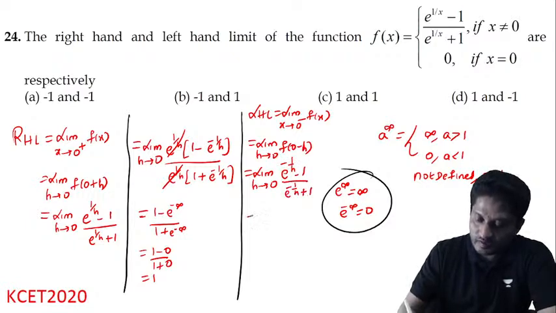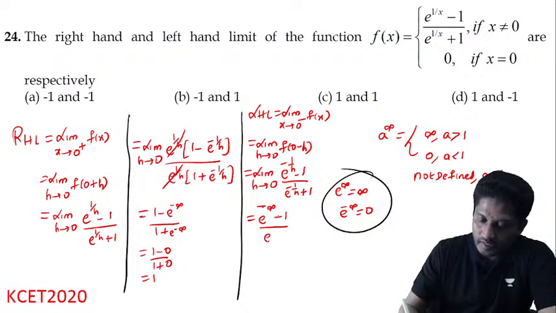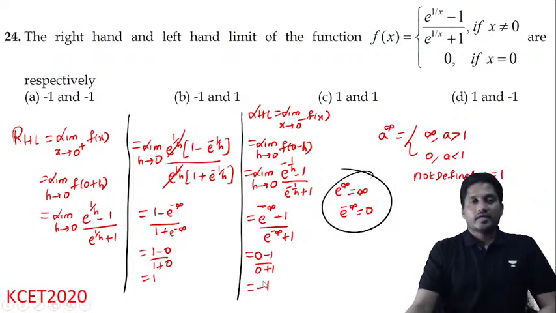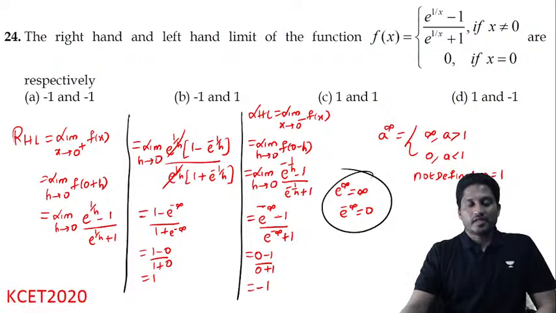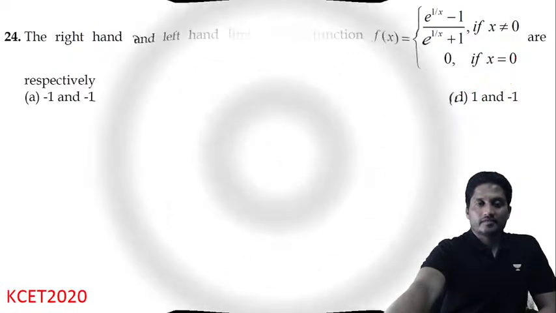Now if h is tending to 0, e power minus infinity minus 1, e power minus infinity plus 1. This is 0 minus 1 by 0 plus 1, which is equal to minus 1. So right hand limit will be plus 1, left hand limit will be minus 1. Answer is 1 and minus 1. Last option D. Let's move to the next question.